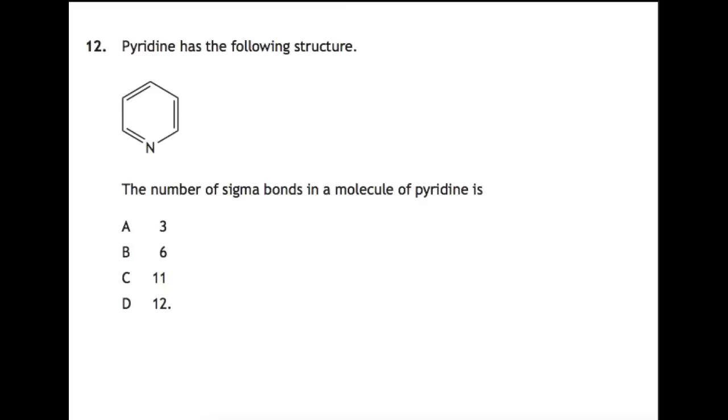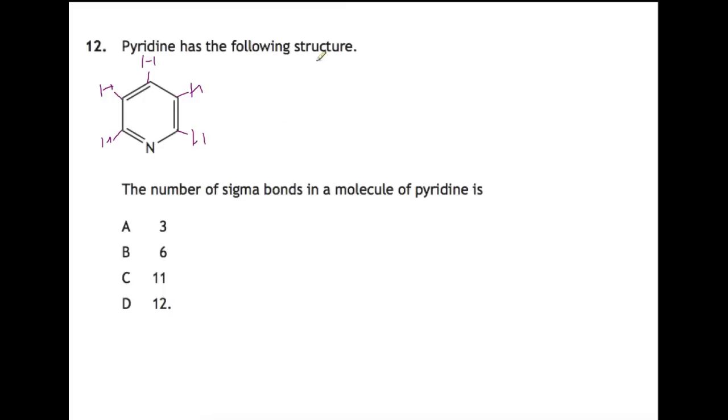Question 12. Here we have pyridine, and we're to work out how many sigma bonds there are in the molecule of pyridine. So first of all, we need to fill in any atoms that are not being shown, since this is a skeletal structure. So all of the carbons should have 4 bonds, your nitrogen should have 3, which it does. So we've added in those hydrogens there.